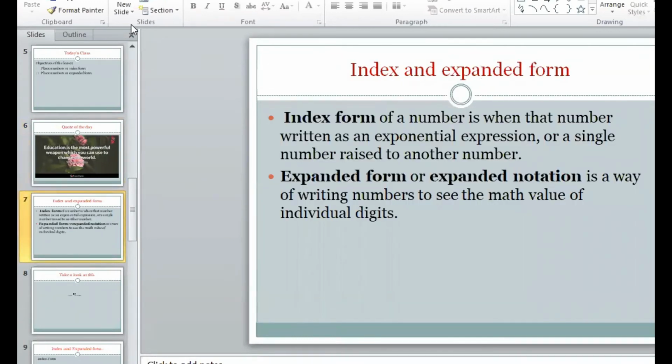All right. So let's look at this. Index and expanded form. Index form of a number is when the number is written as an exponent expression, or a single number raised to another number. Like 2 to the second power, 2 to the third power, 8 to the fifth power, and things like that, right? Expanded form or expanded notation is a way of writing numbers to see the math value of the digits. Like Crystal was saying, if you have 4 to the 3rd power, it means it's 4 times 4 times 4, right?